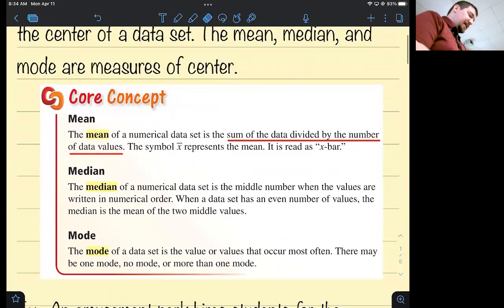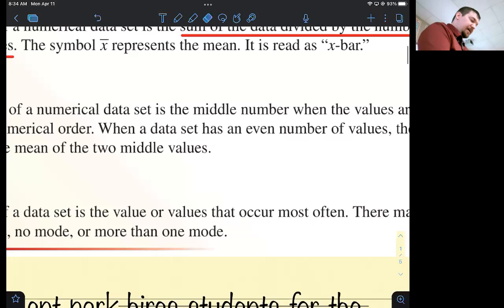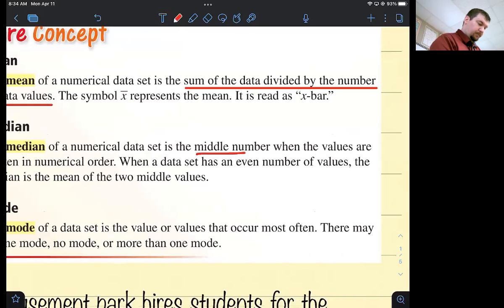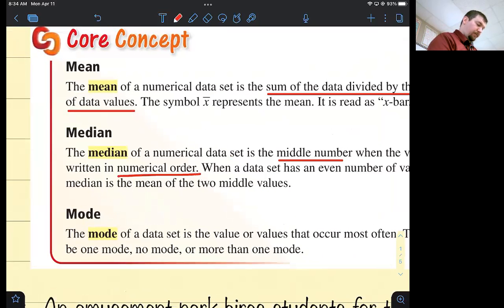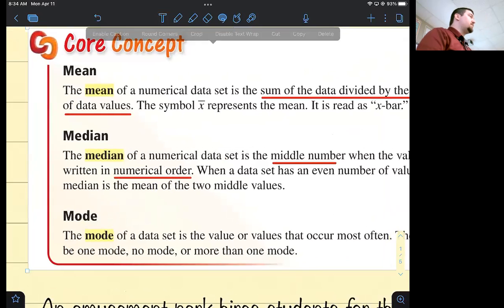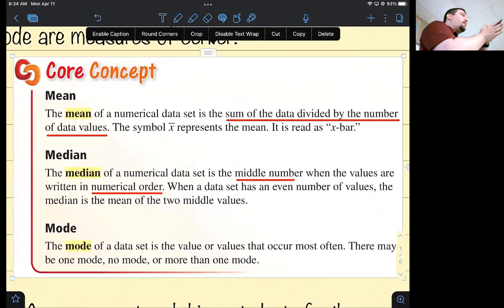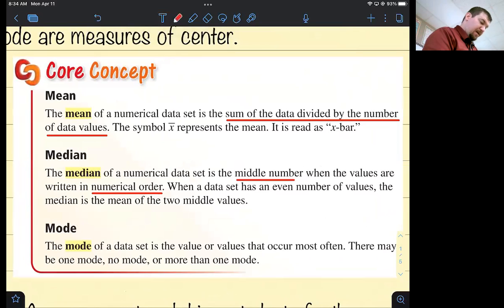Now, the next one is the median. The median of a data set is the middle number when the data values are in numerical order. We talked about when we did that murder mystery, how if you have an odd number of data values, there will be one number in the middle. But if there's an even number, that means there's going to be two. So when the data set has an even number of values, the median will be the mean of the middle two values.